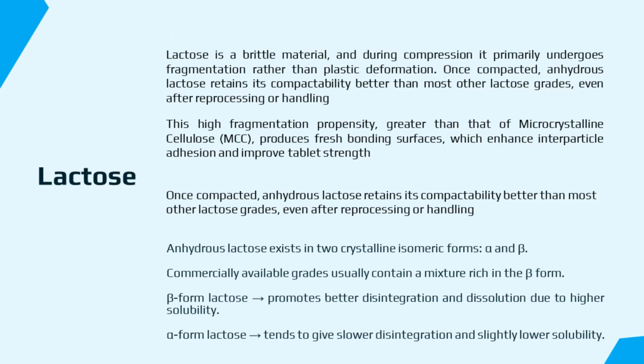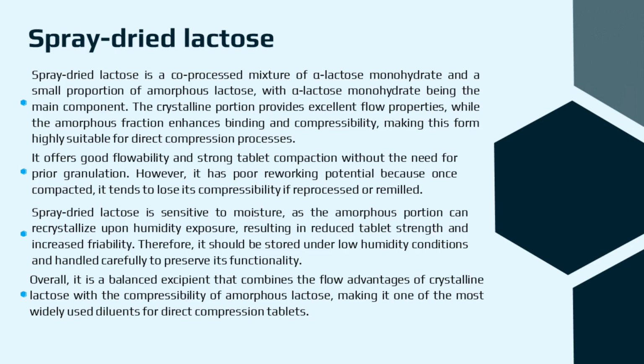Lactose is a brittle material that undergoes fragmentation rather than plastic deformation during compression. This characteristic allows anhydrous lactose to retain compactability even after reprocessing or handling. Its high fragmentation tendency creates fresh bonding surfaces, enhancing interparticle adhesion and tablet strength. Anhydrous lactose exists in two crystalline isomeric forms, alpha and beta, with the beta form promoting faster disintegration and higher solubility. Spray-dried lactose is a co-processed mixture of crystalline alpha-lactose monohydrate and a small amount of amorphous lactose.